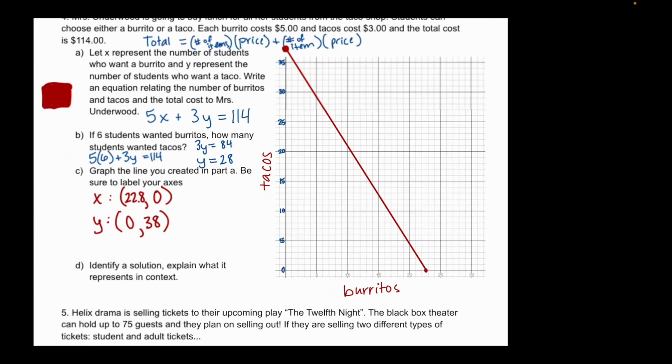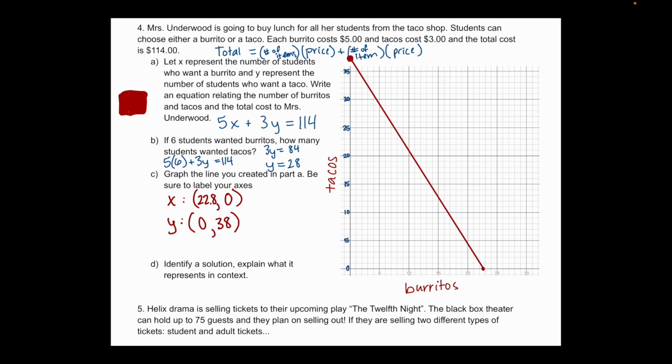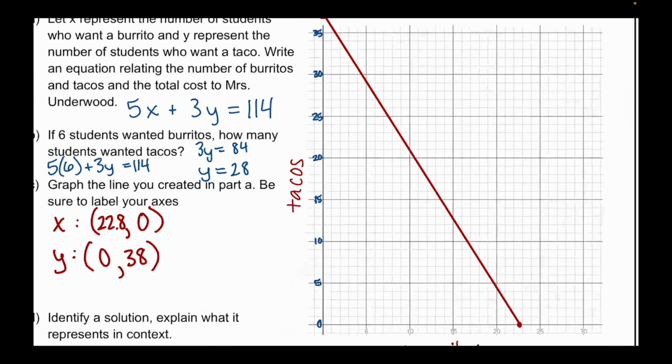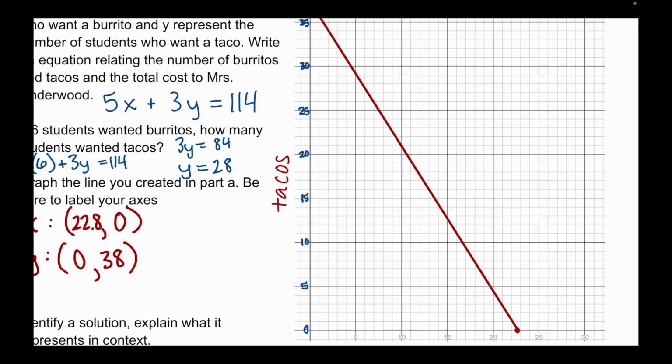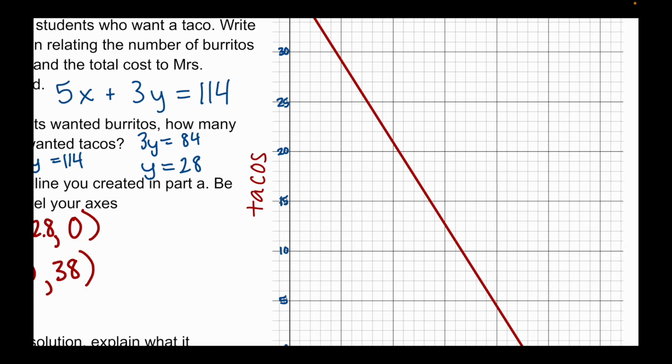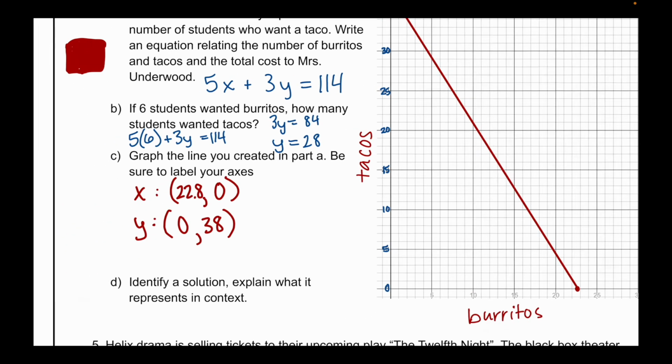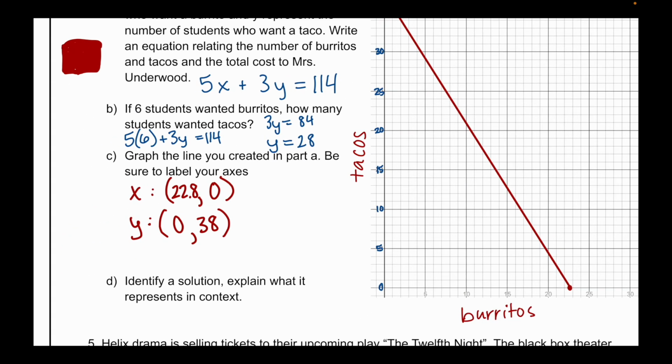So it does say identify a solution. We actually found one earlier with the 6 burritos and 28 tacos. So I'm going to double check and see if that one works here. Let's see on our graph if it works. So 6 burritos and 28, 6 burritos doesn't quite touch at 28, so I might have to adjust my graph, but that would technically be a solution. I'm going to find a different one here and represent it in context.